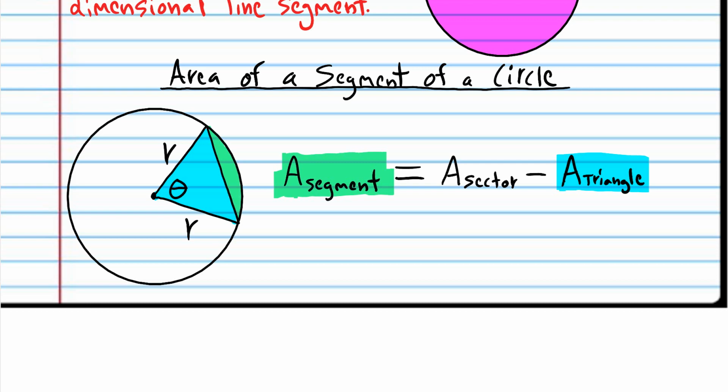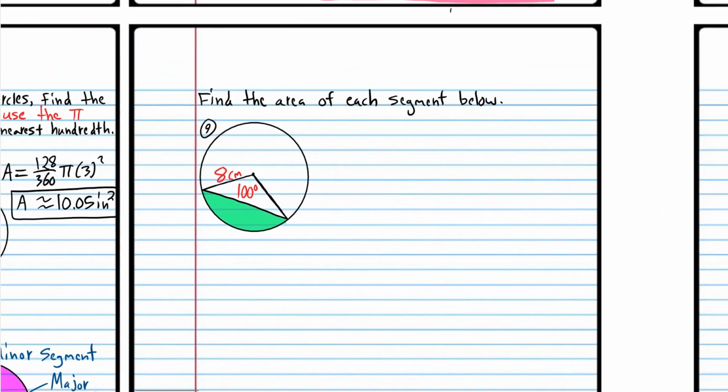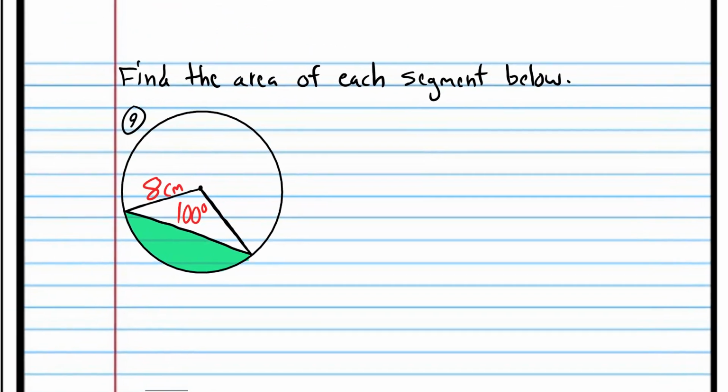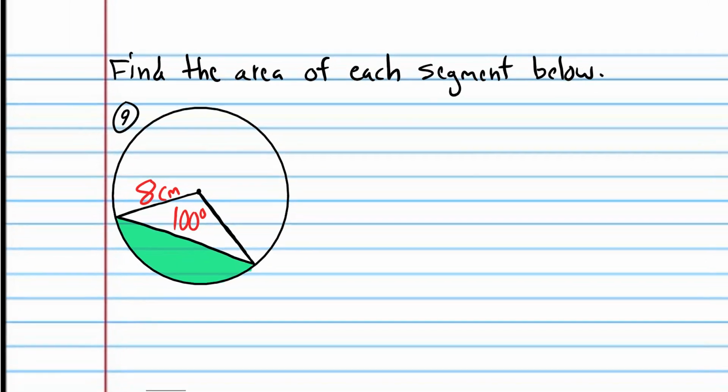And it's not exactly a simple process, and that's why a lot of teachers, as I said, skip this. But it's not that it's going to be hard. It's just that it's not exactly a one-step process. So let's practice some of this. We're going to find the area of this green segment down here.